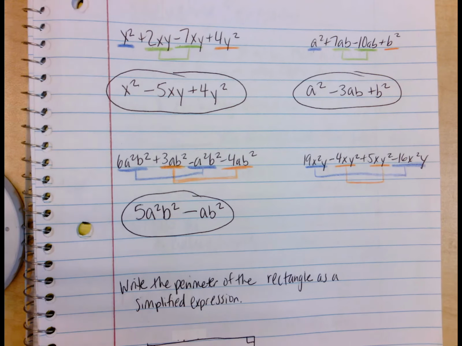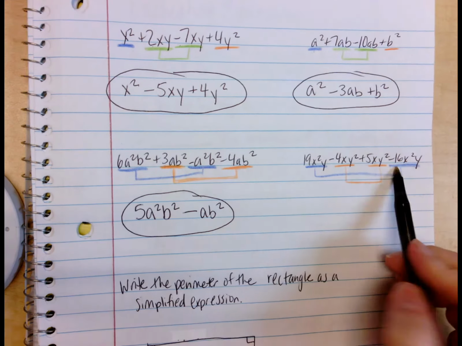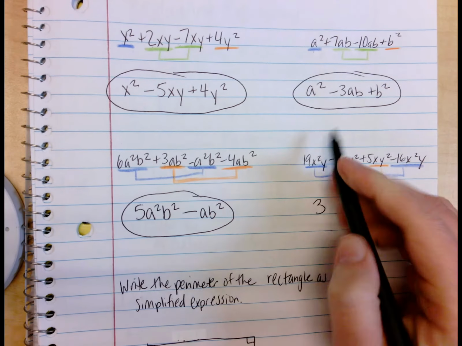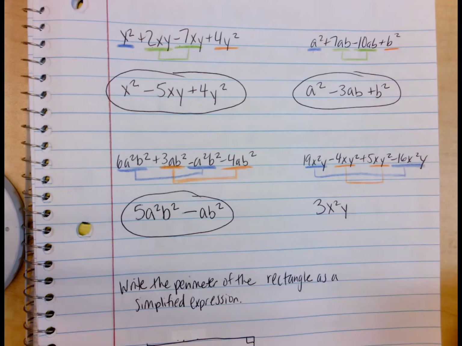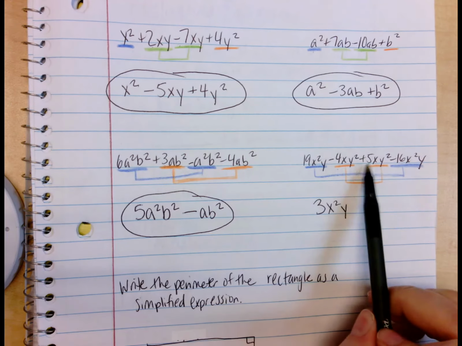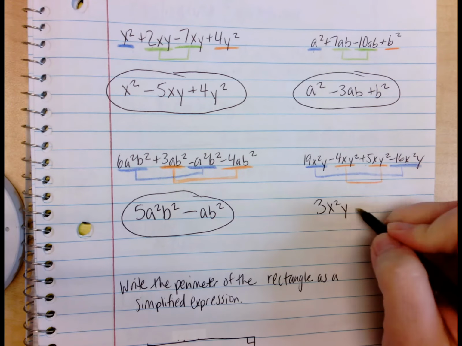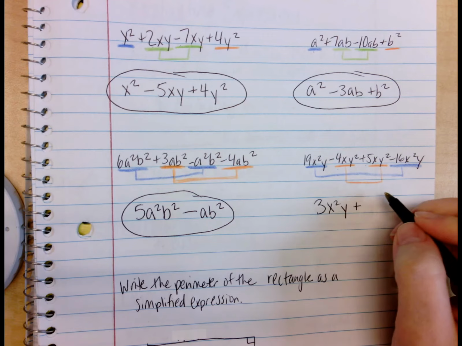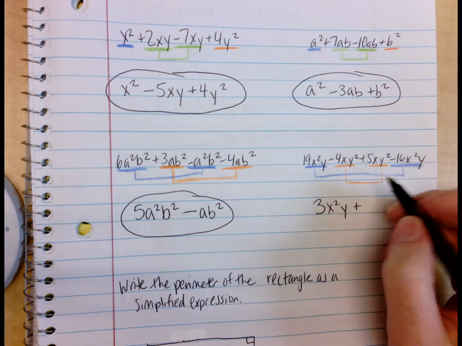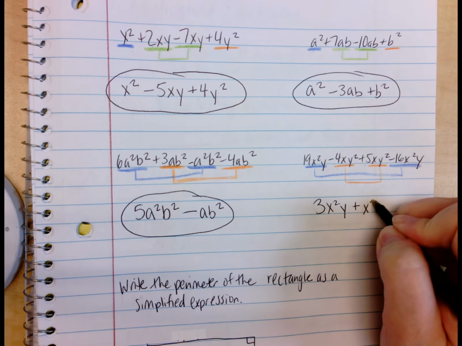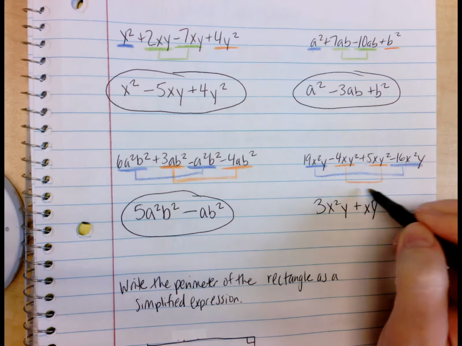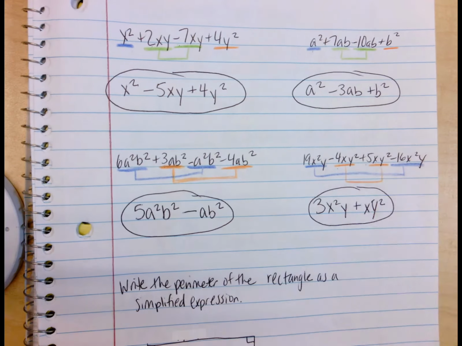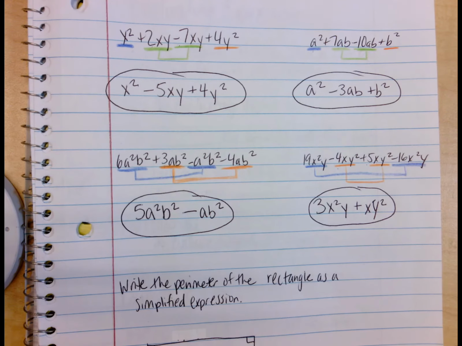So when we combine these, 19 and negative 16 is 3, and that variable, it's x squared y, so that's what I'm going to bring down. And then I have a negative 4 and a positive 5, which adds together to equal 1. And again, that 1 is understood to be there, so I'm just going to bring down the xy squared. And those are not the same terms, so we cannot add them any further. We leave it as 3x squared y plus xy squared.